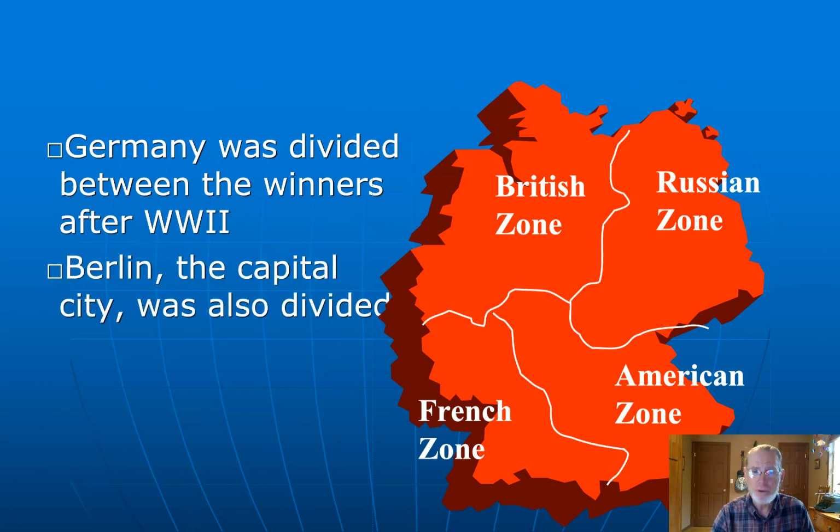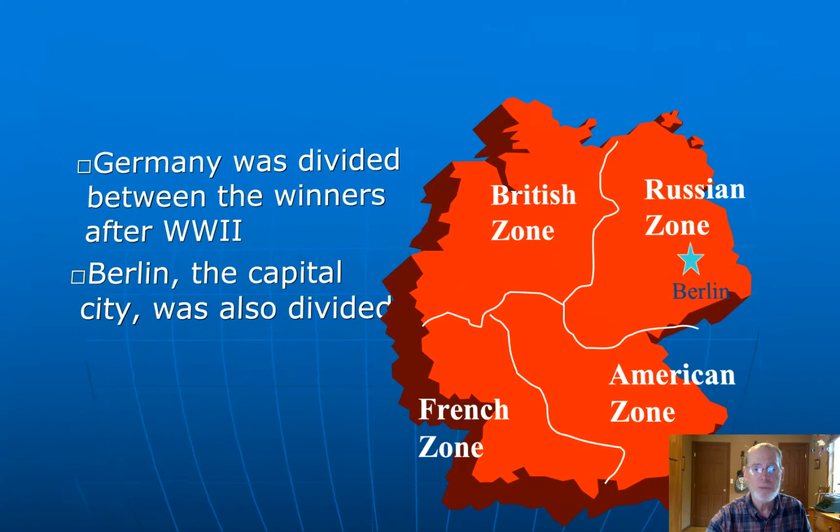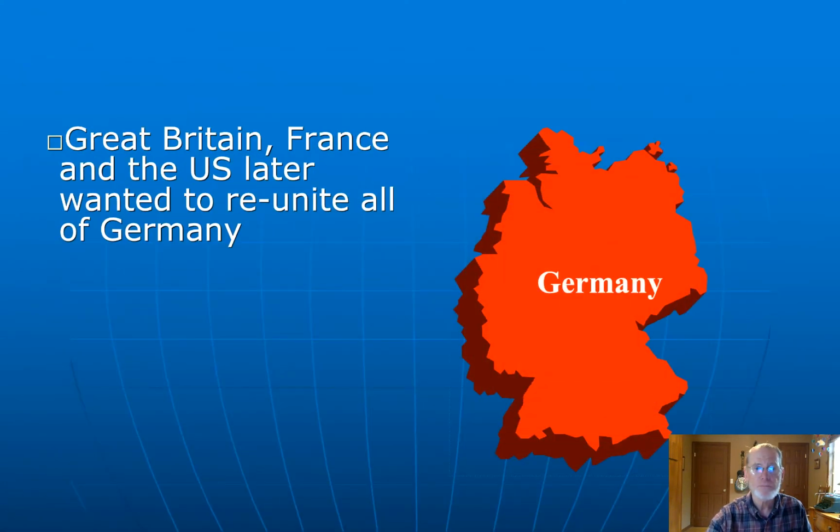Berlin was the capital, and so the capital city was, of course, very important, but it was also divided into four sections. The problem is that Berlin was in the middle of the Russian zone, which was going to pose a problem. How could they have free people or democratic capitalistic governments involved in the part of Germany that was controlled by the Soviets, who didn't believe in any of those things?